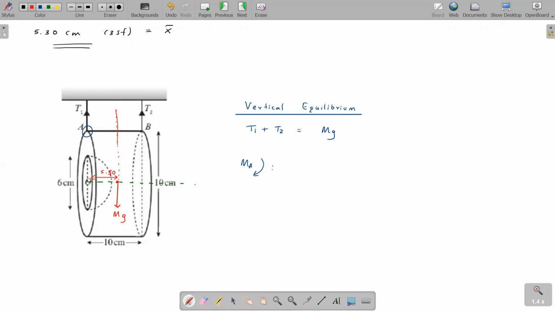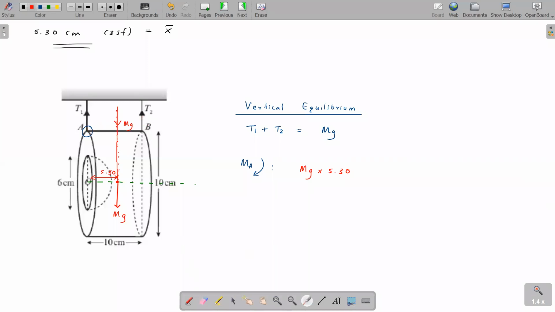Over here, we have the mg force, so we need to consider the effect of mg. mg is acting in this downward direction, and the line of action, I've drawn it upwards. Considering from point A, mg provides a clockwise moment, and the perpendicular distance is 5.30.